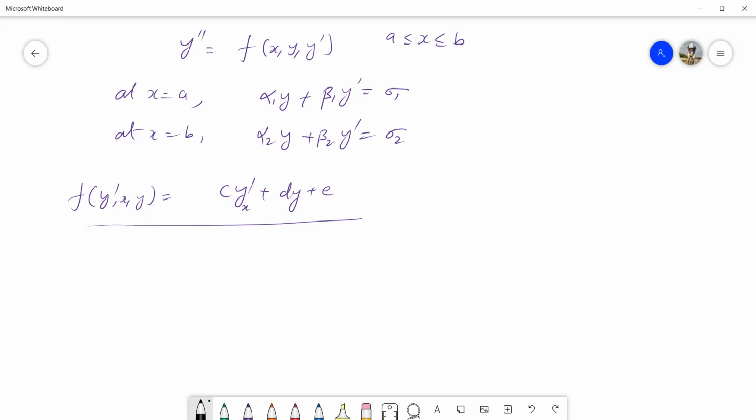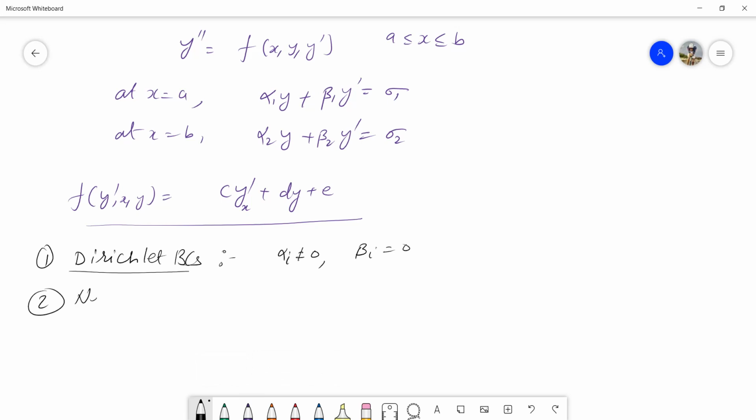So there are three forms of the boundary conditions. First is Dirichlet boundary conditions, where at the boundaries x equal to a and x equal to b, the alpha part is not equal to 0 but the beta part is equal to 0. That is, the derivative terms are missing. That is Dirichlet boundary conditions.